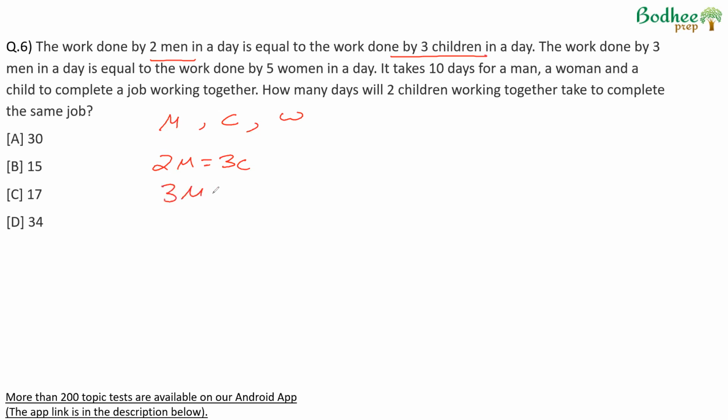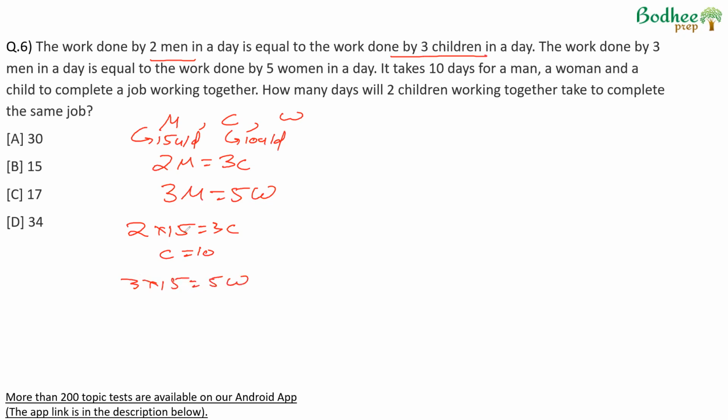And 3 men is the same as 5 women. So if we take M as 15 units per day, here we can see 2 into 15 is equal to 3C. 30 upon 3, C comes out to 10 units per day. And 3 into 15 is equal to 5 women. 3 into 3m, 45. W comes out to 45 by 5, so 9 units per day. This is the work done by each of them individually.